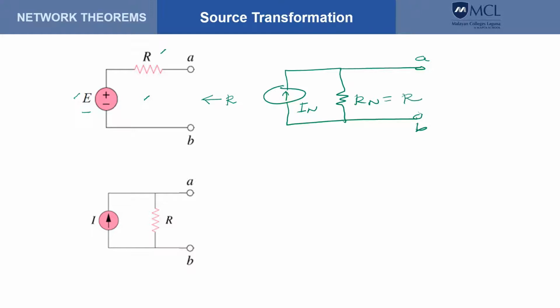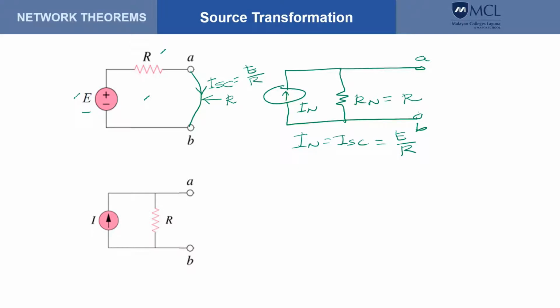To get I sub n, we short the open terminals and determine the current that flows from terminal A to terminal B, and we designate that as our I sub SC. Clearly, I sub SC is equal to E over R, and I sub n becomes I sub SC, which is E over R.